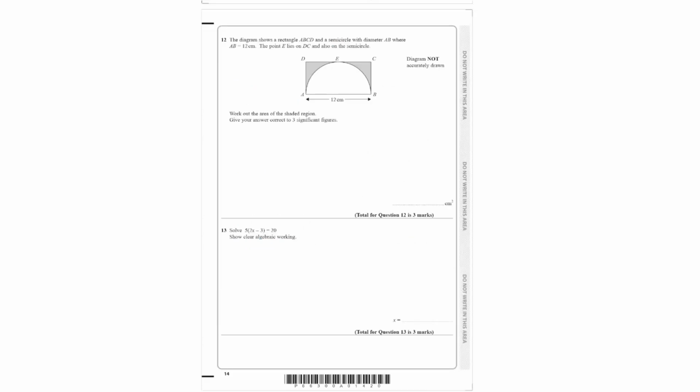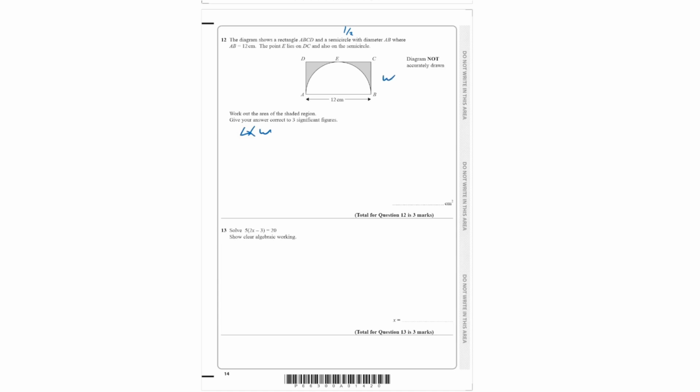Question 12. The diagram shows a rectangle and a semicircle, semicircles being 1/2 of a circle, with diameter AB, where AB is 12 centimeters. The point E lies on DC and also on the semicircle. Work out the area of the shaded region. Give your answer correct to 3 significant figures. So first off, we can see that it's a rectangle minus half a circle. So first off, how do we find the area of a rectangle? It is length times width. However, width is not given.